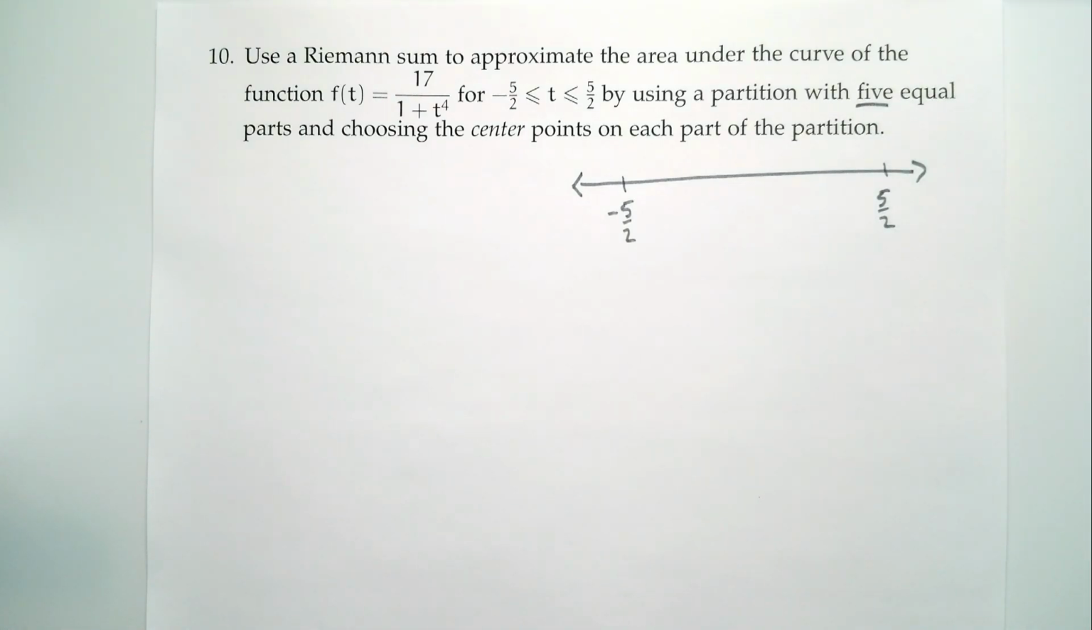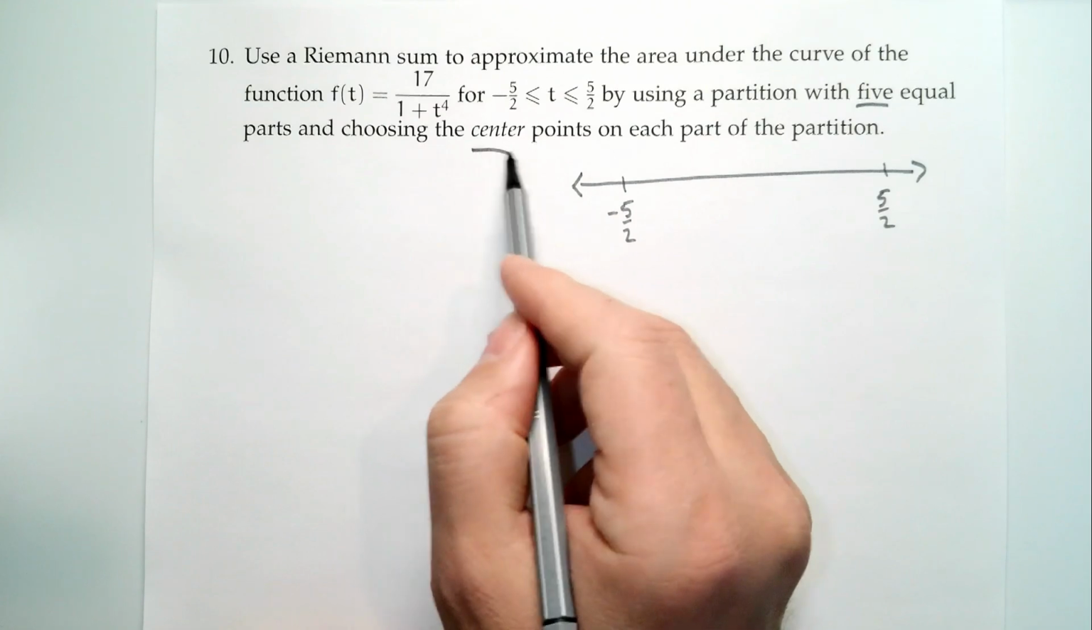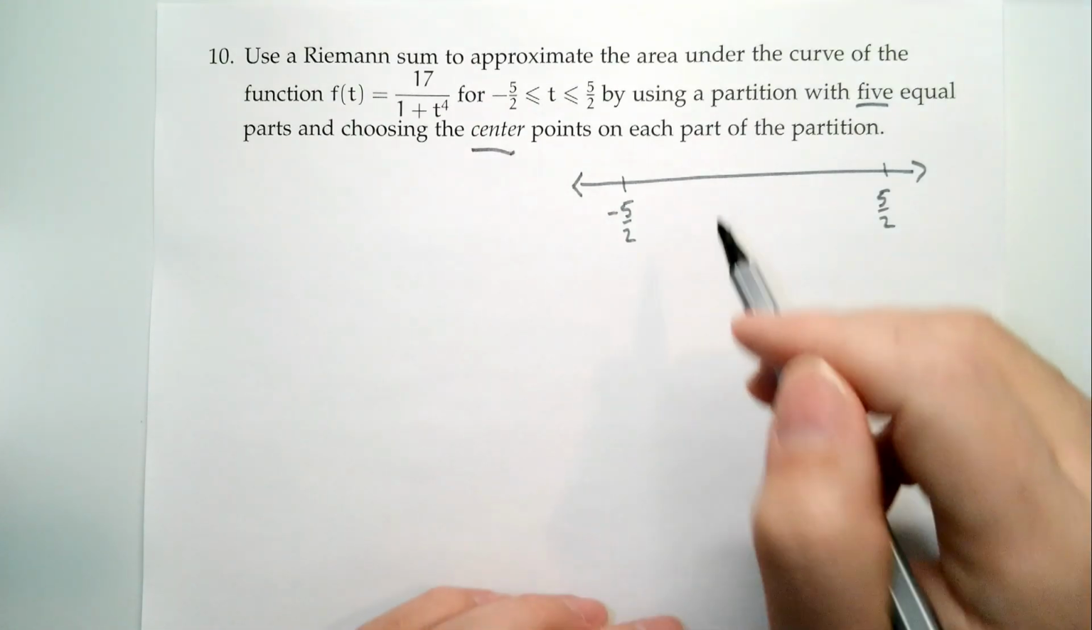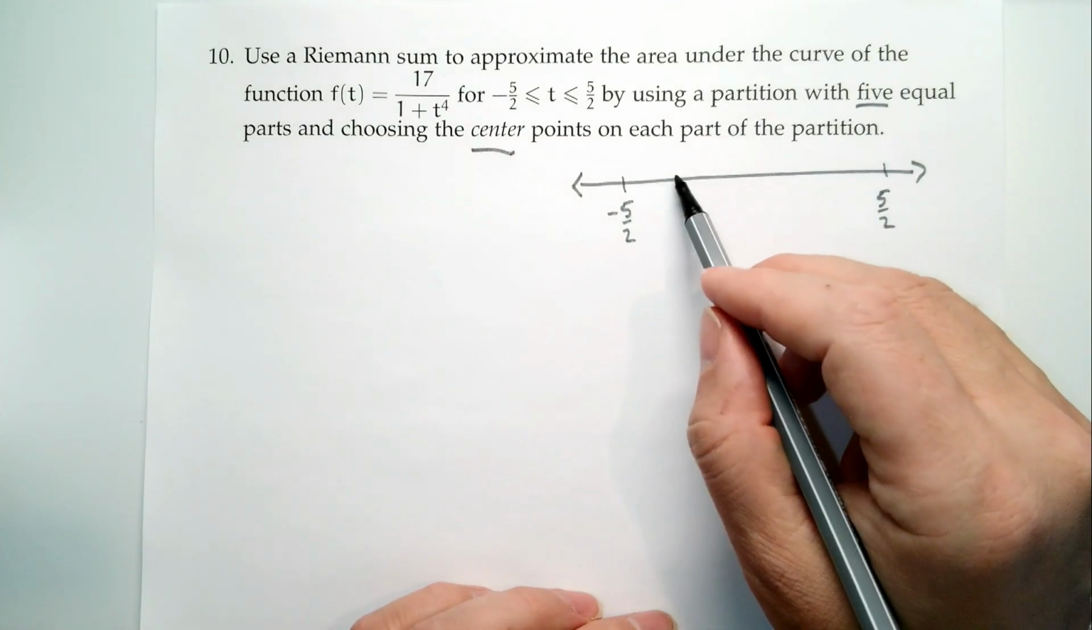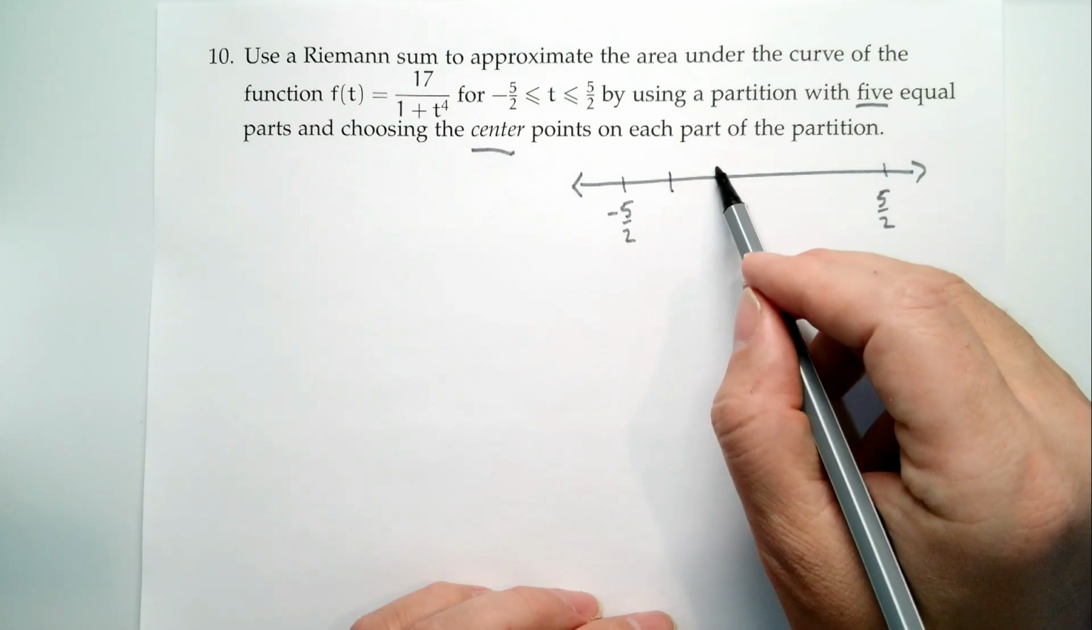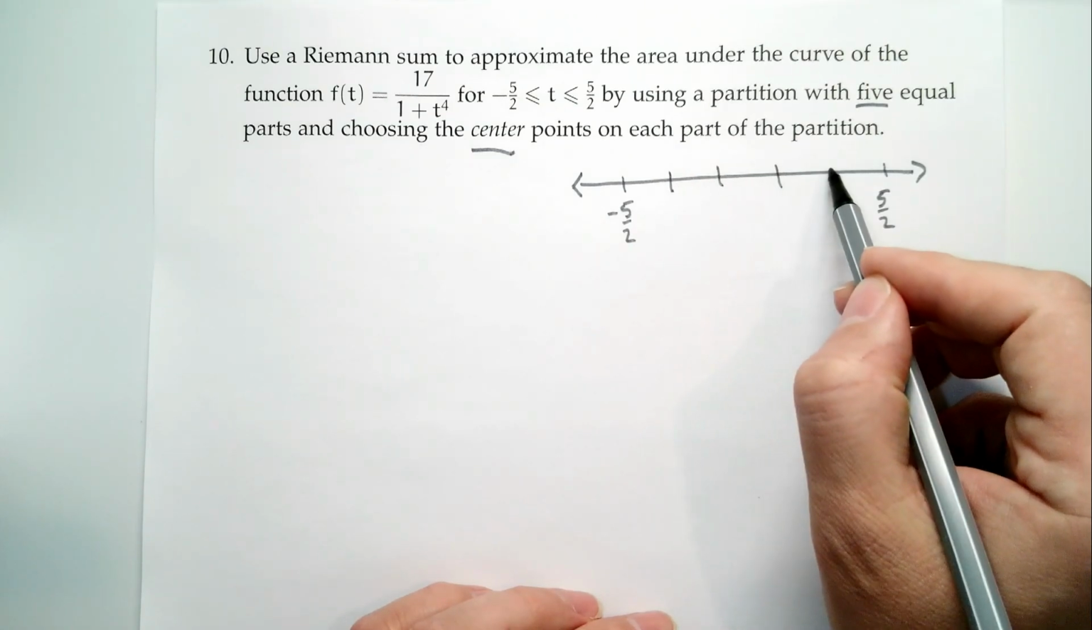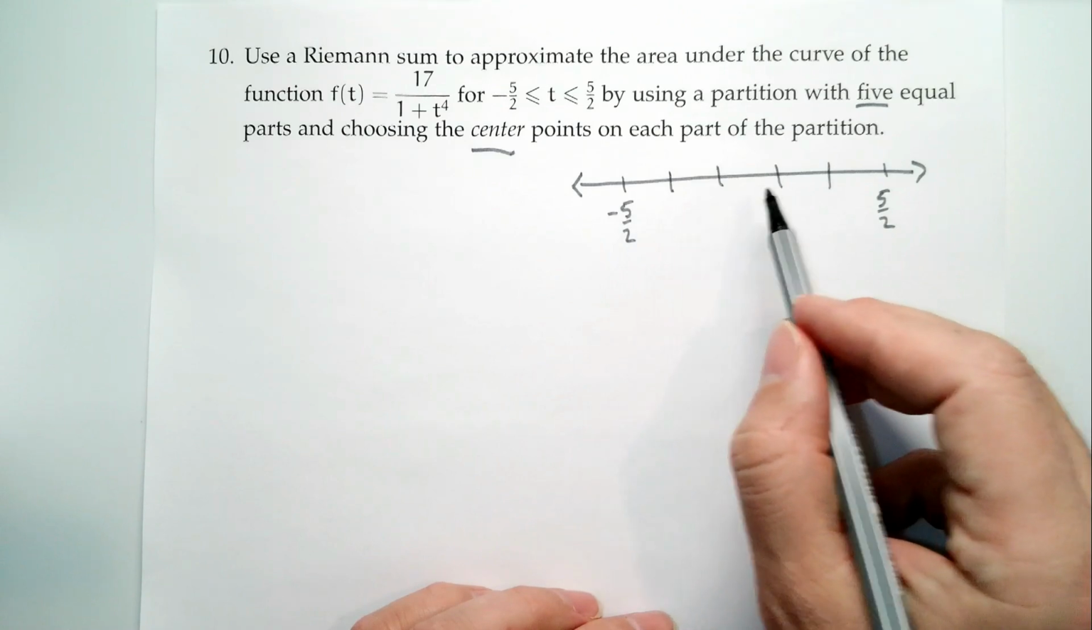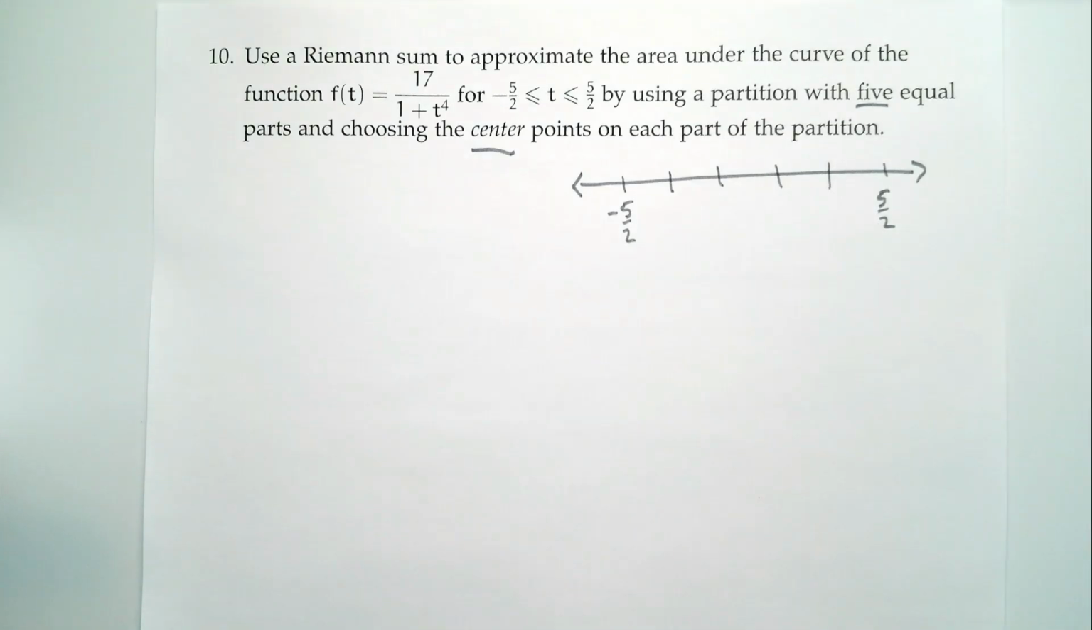And we're going to choose the center on each part. Okay, so we want 5 equal parts. So, let's say, is that 5? 1, 2, 3, 4, 5? Yeah, there we go, 5 equal parts.